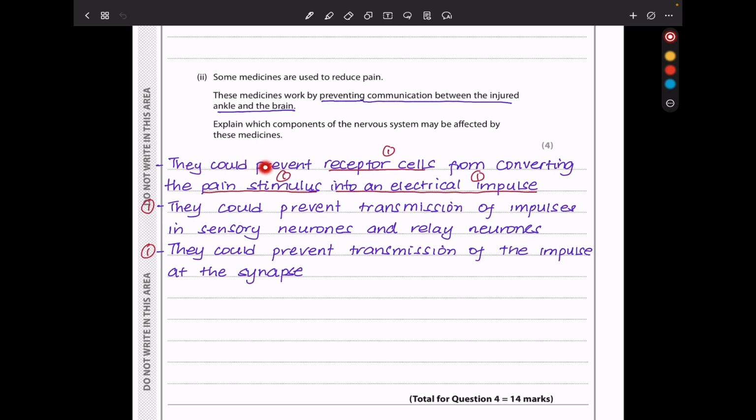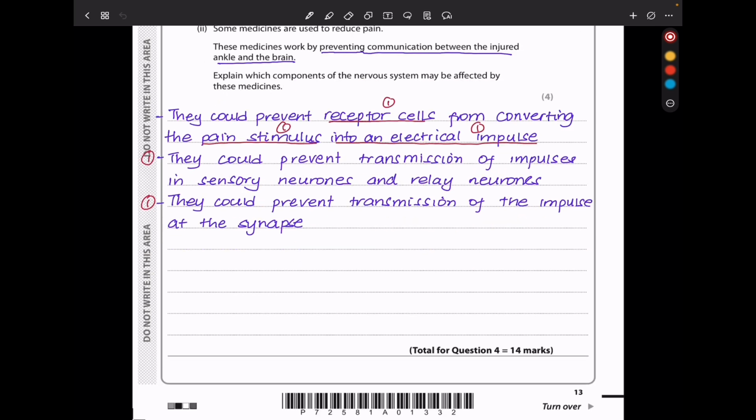So I say this could prevent receptor cells from converting the pain stimulus into electrical impulses, or the medication could prevent transmission of impulses in the sensory neuron and the relay neurons. It could also prevent transmission of the impulse at the synapse. So this brings us to the end of question 4. Let's continue to question 5.